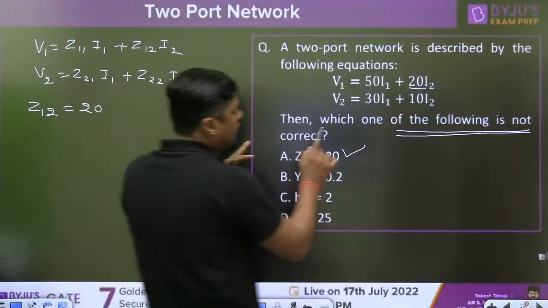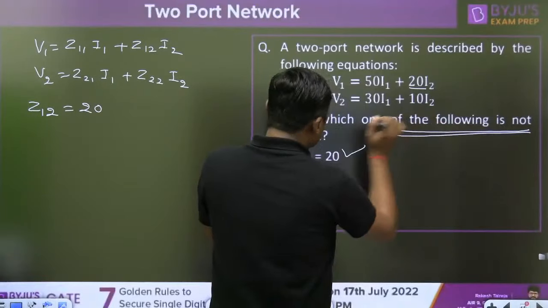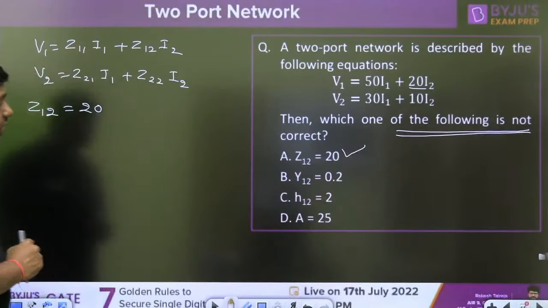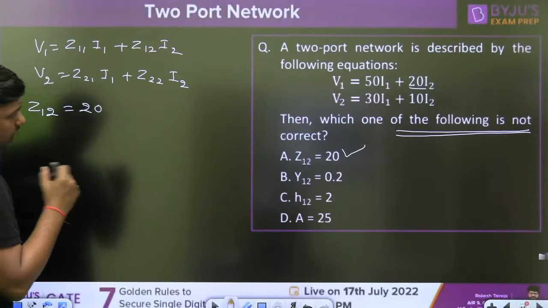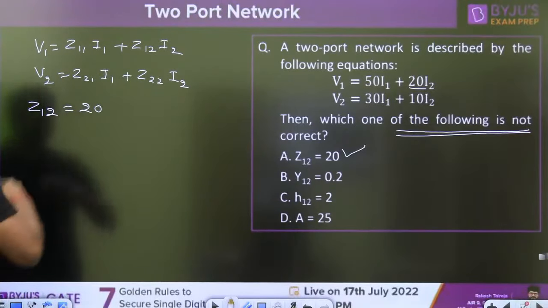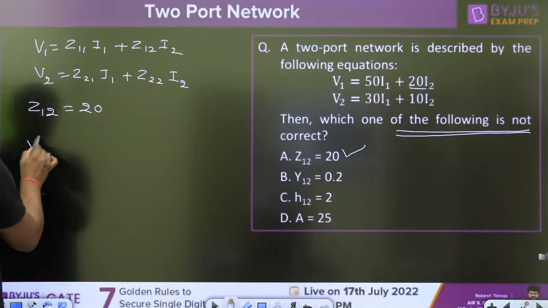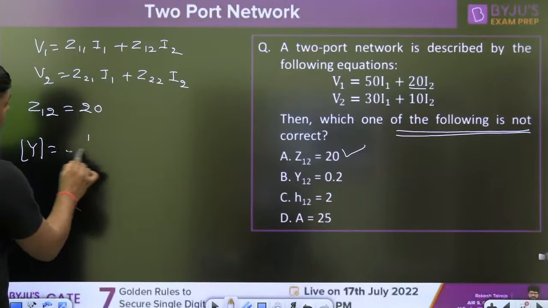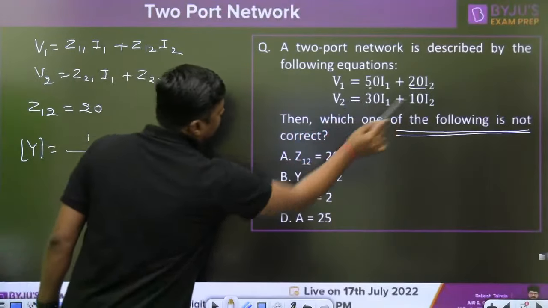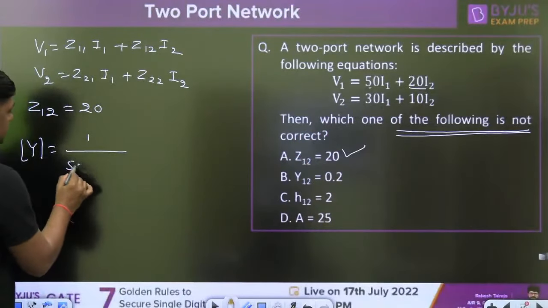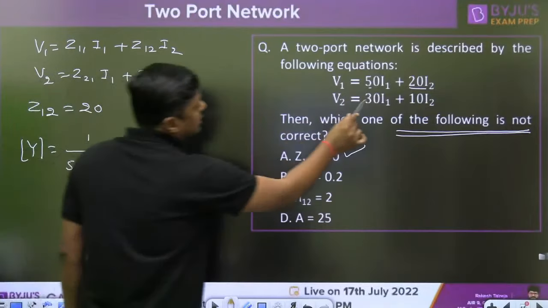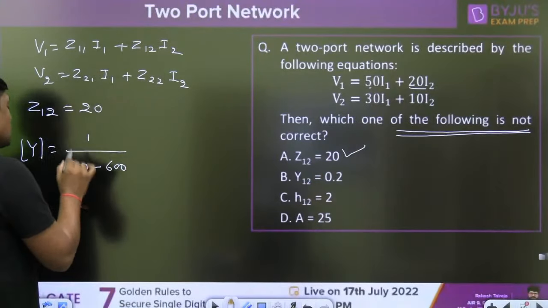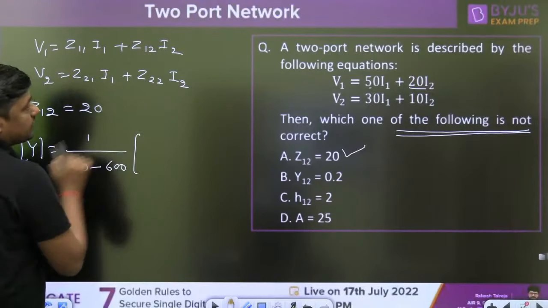Read the question carefully. Which one of the following is not correct? So that is the correct one. Right? That is the correct one. Now you can find the Y12. What is the Y12? It is the inverse of that Z parameter matrix, and you can find the inverse very fast. 1 by (50 into 10, 500, minus 30 into 20, that is 600). That is the inverse of the Z matrix.